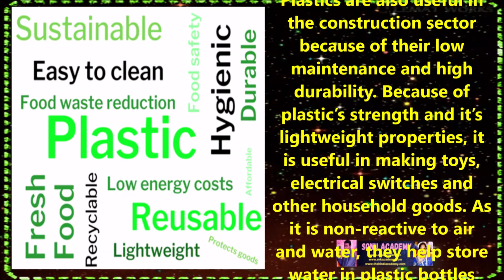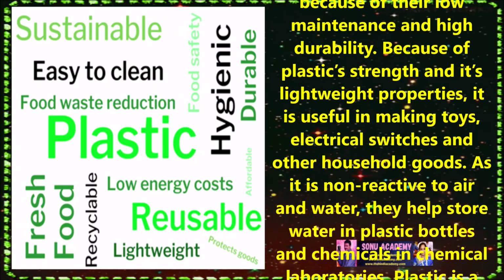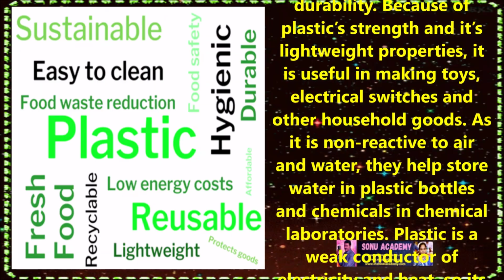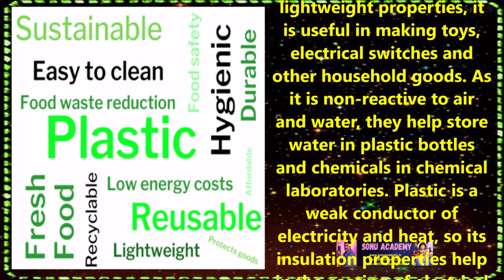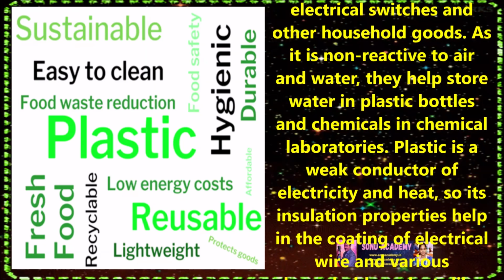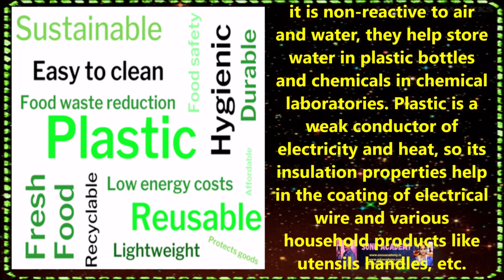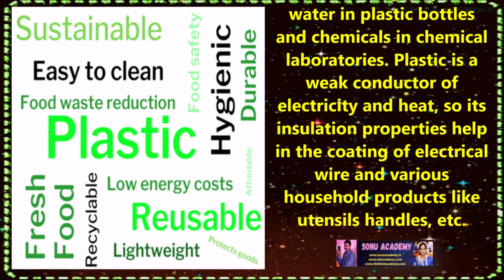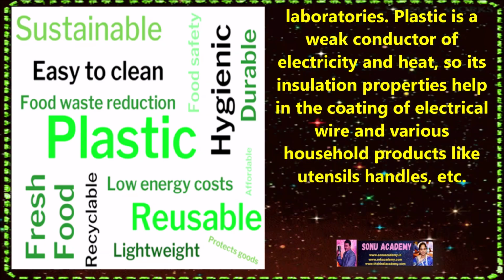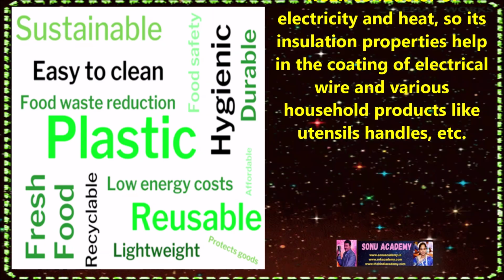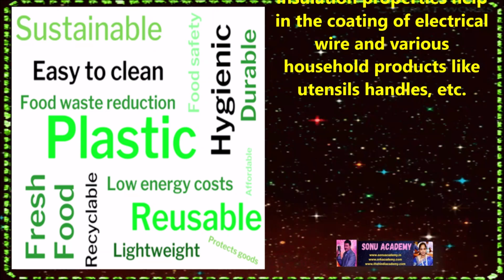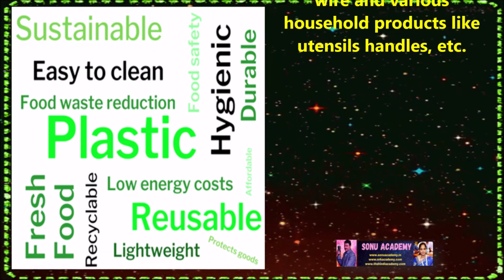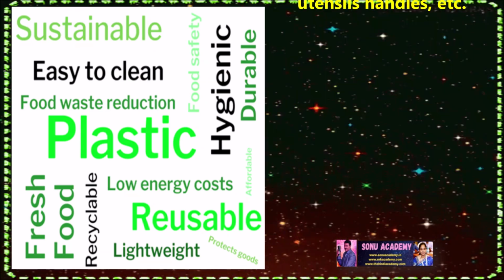We discussed electrical switches and other household goods. It is non-reactive to air and water. They help to store water in plastic bottles and chemicals in chemical laboratories. Plastic is a poor conductor of electricity and heat, so its insulation properties help in the coating of electrical wire and various household products like utensils, handles, etc.